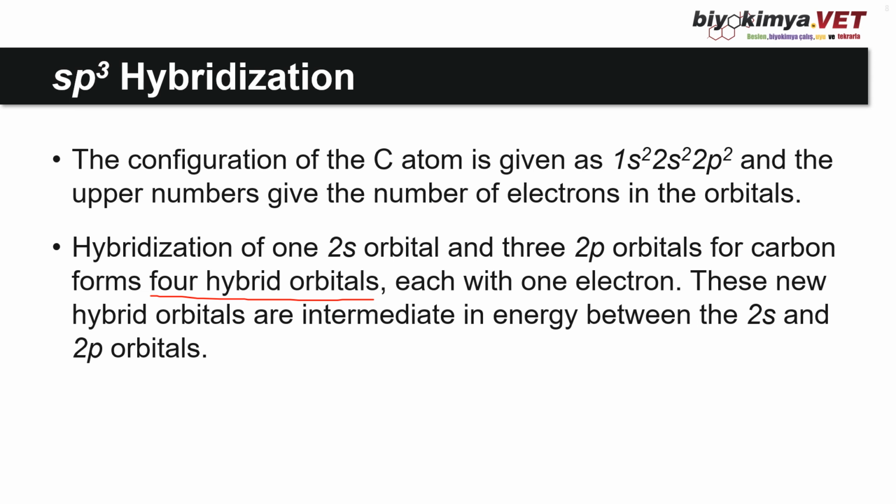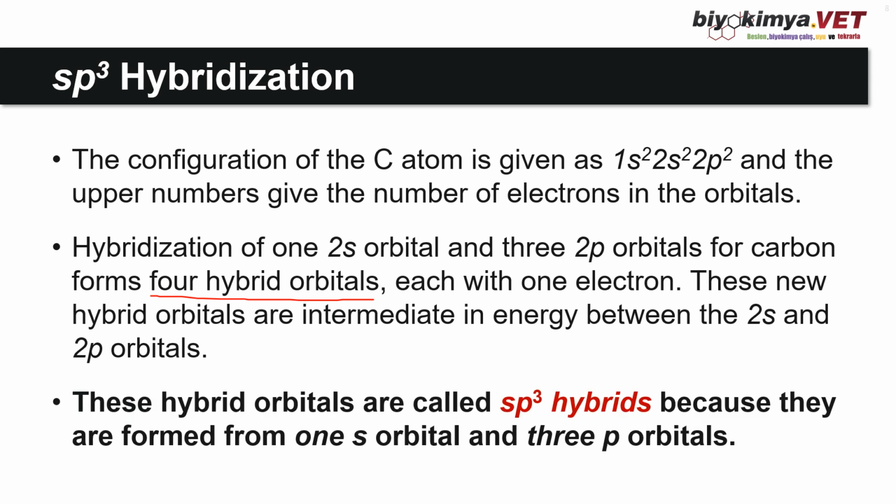In general, in each hybridization type, carbon can form 4 bonds: either 4 single bonds, or 2 single and 1 double, or 2 double, or 1 single and 1 triple. These new hybrid orbitals are intermediate in energy between the 2s and 2p orbitals. In the formation of a bond, the number of electrons in these orbitals and many other properties are changed or hybridized. These hybrid orbitals are called sp3 hybrids because one s orbital and three p orbitals are hybridized to form 4 sp3 hybrid orbitals. Thus, in this hybridization state, carbon will form 4 single bonds with other atoms.